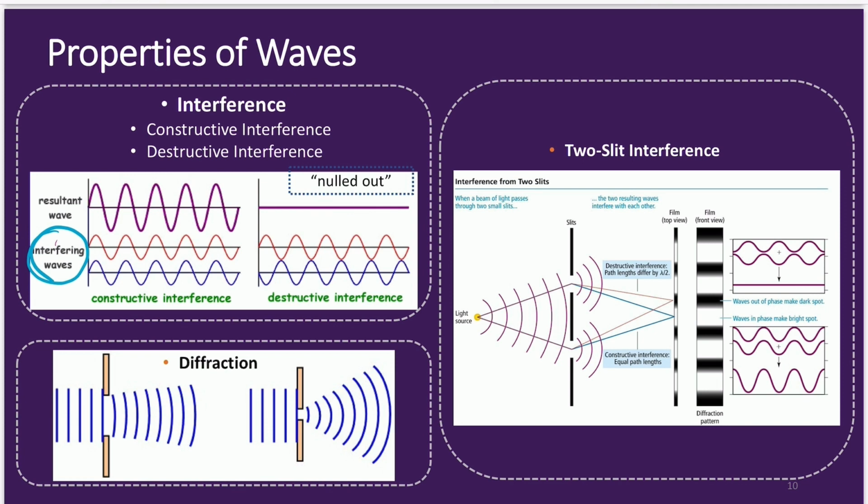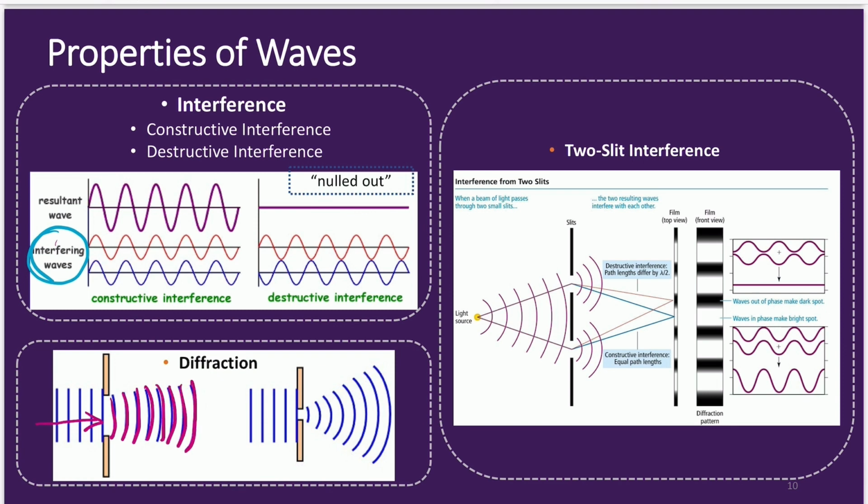We also have diffraction and two-slit interference. Diffraction is when we have a series of waves going through some type of slit. As they enter into the slit, the waves are going through and they hit the slit, and they start forming more of a curved wave-like pattern. It's a diffraction pattern.